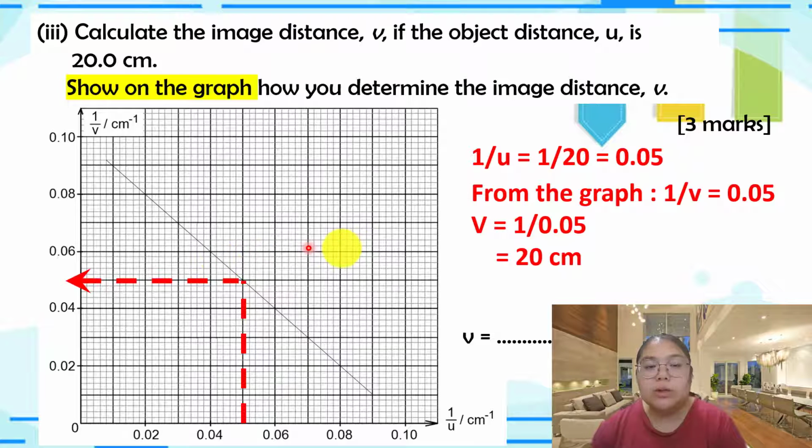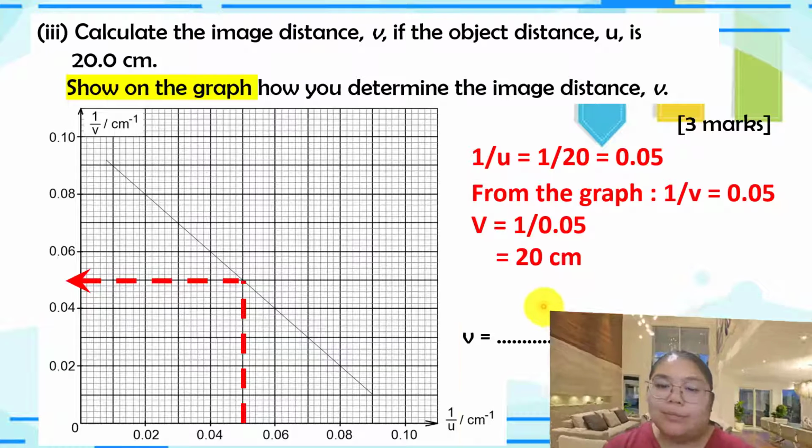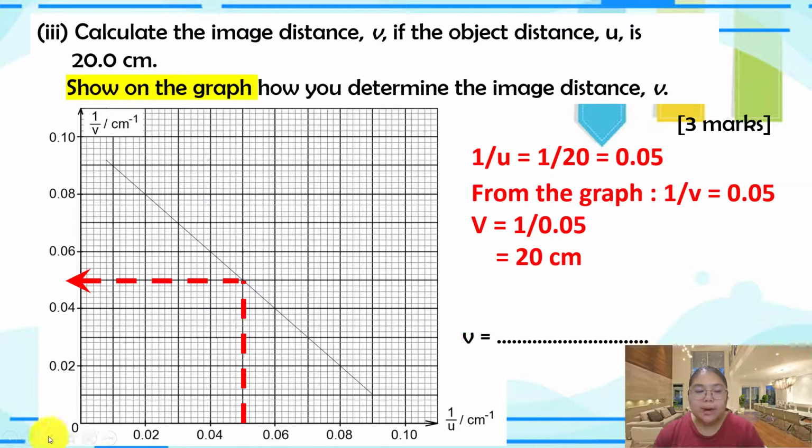So what you need to do is convert. From here, V equals 1 over 0.05, so I get the image distance as 20 cm. So how do I get the marks? First, I convert, then I show. I convert 0.05, then I show it in the graph. After that I get 20, and the unit is cm. So from here, my answer, just write on the line here, is 20 cm.